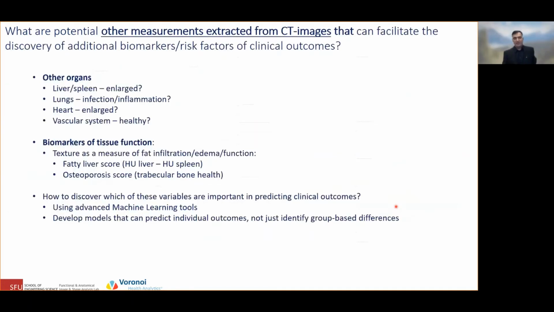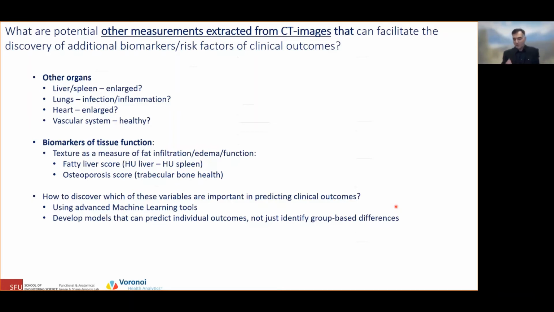So the second question that I started with was, what are potential other measurements extracted from CT images that can facilitate the discovery of additional biomarkers or risk factors of clinical outcomes? I was motivating in the previous slides that different organs like the liver and spleen, the lungs, the heart, and the vascular system could also be very important in driving the individual response to clinical intervention. Further, biomarkers of tissue function, for example, texture as a measure of fat infiltration or edema, fatty liver score, osteoporosis bone health score, and pericardial cavity fat, all of these could be very important in addressing individual predictions.